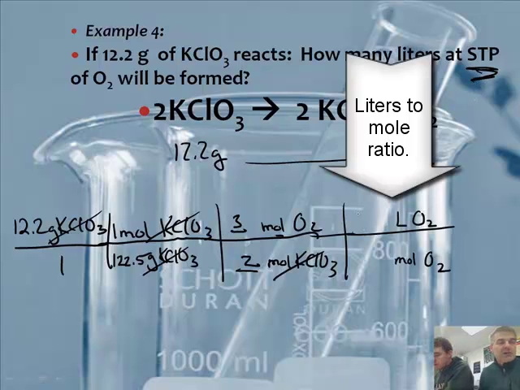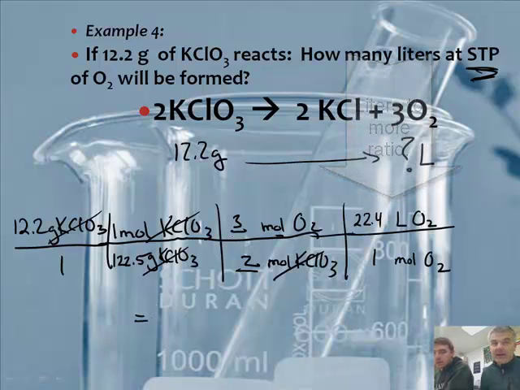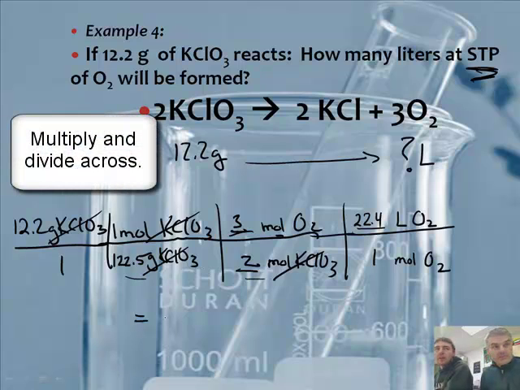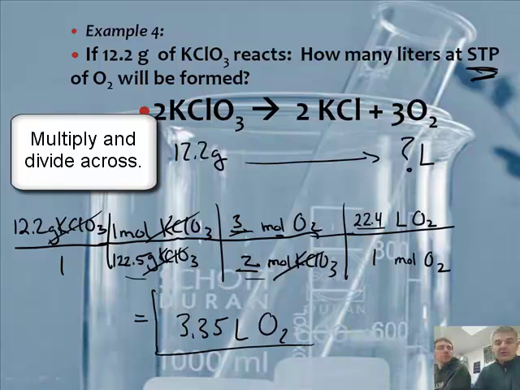Numbers on top are multiplied, bottom divide, so 12.2 times 3 times 22.4 divided by 122.5 divided by 2 equals 3.35 liters of O2. Oxygen. So you can predict how many liters of oxygen you would produce at standard temperature and pressure.